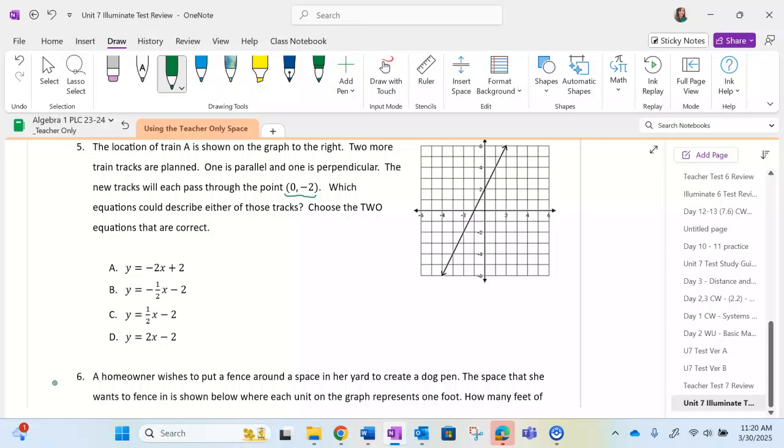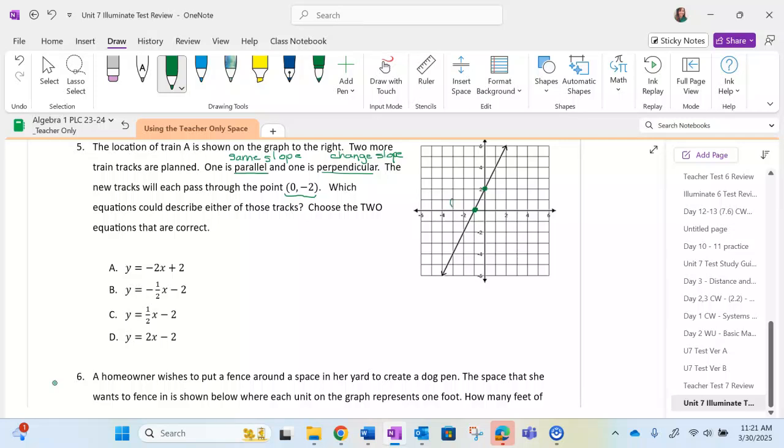So 2 equations are correct. Remember, one is parallel. Parallel means it has the same slope. One is perpendicular, which means you have to change it. So we got 2 to do. First, let's find the slope. So I'm going to pick 2 good points. There's one and there's one. So it's rise over run. You have 2 choices. You can write these 2 points down.